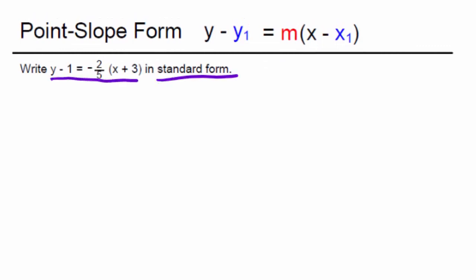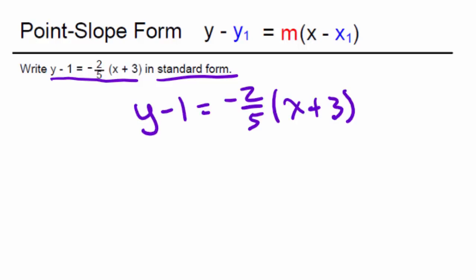This next example asks us to take the equation that's here in point slope form and write it in standard form. The conversion to standard form is a little bit longer than the conversion to slope-intercept form because we're going to actually go to slope-intercept first. So the first thing I would do is distribute.